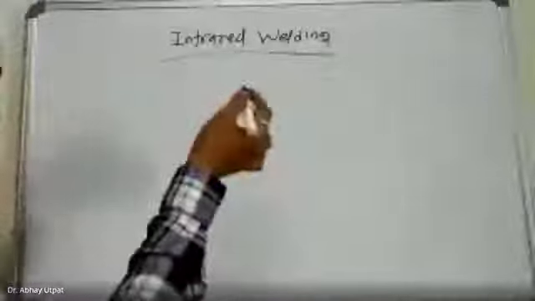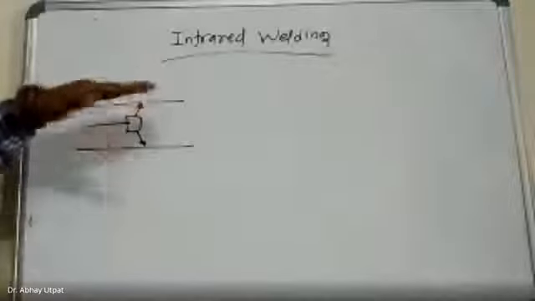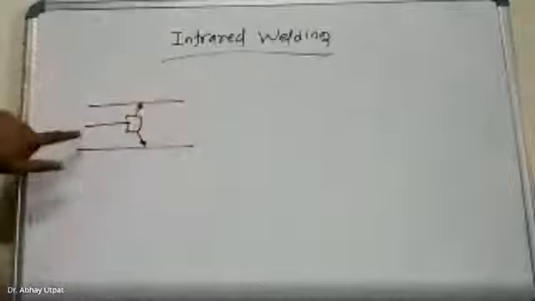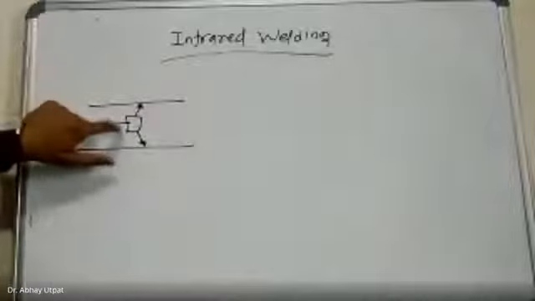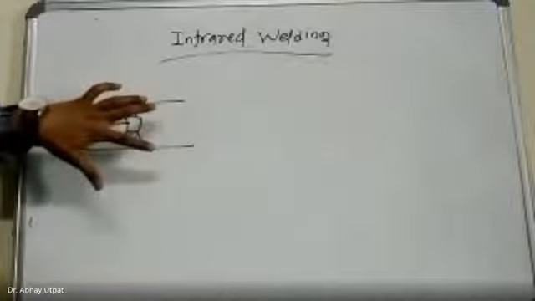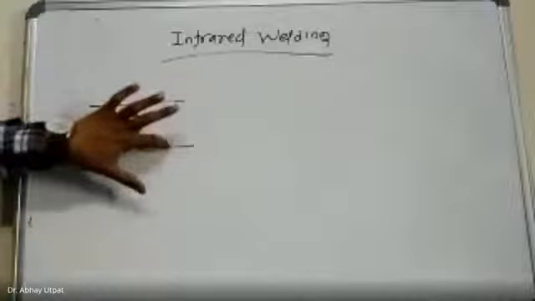I will first draw the simple line diagram and then the actual diagram. So these are two surfaces. This is the infrared source. This is a gap. This is what you are going to join. Before that, you have to insert this infrared unit, which will generate radiations, and these radiations will cause heating of these mating surfaces.